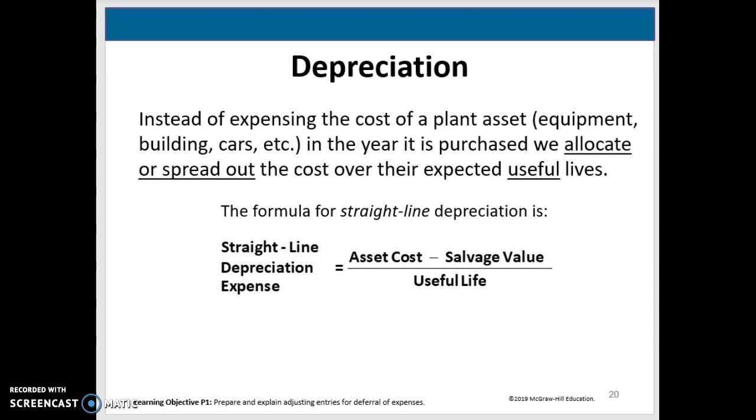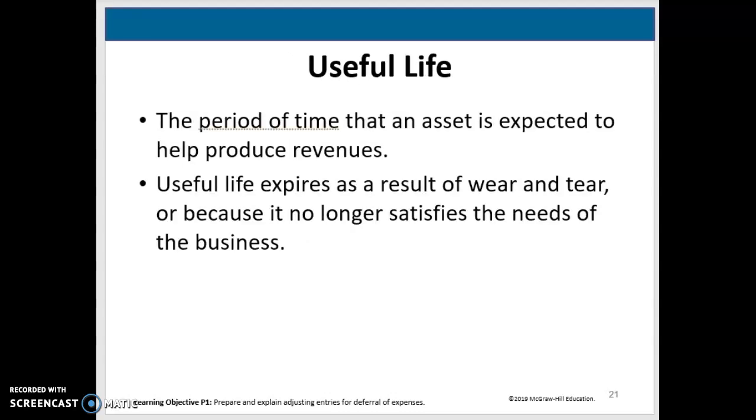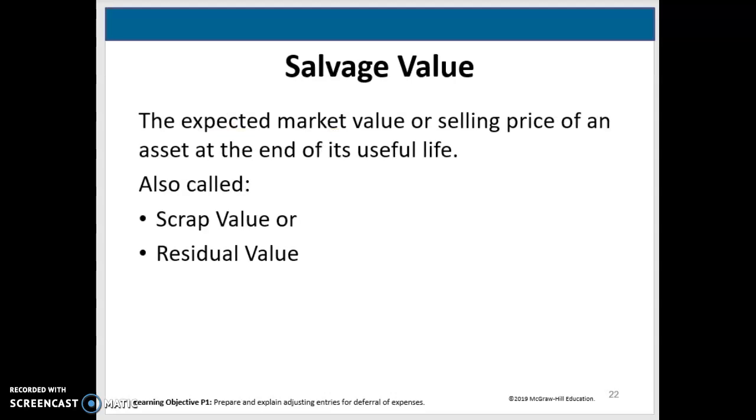So when we think about that, let's go into useful life a little bit more. Useful life is when we're figuring out how long we expect this asset to be good for our company. How long is it going to help us produce revenue? So useful life expires as a result of wear and tear, or because it no longer satisfies the needs of our business. So it can be either. When we talk about salvage value, again, it's what we expect the selling price of an asset to be at the end of its useful life. It's also sometimes called scrap value or residual value. They all mean the same thing. It's what is the value when we're ready to get rid of it? What do we expect it to be worth?